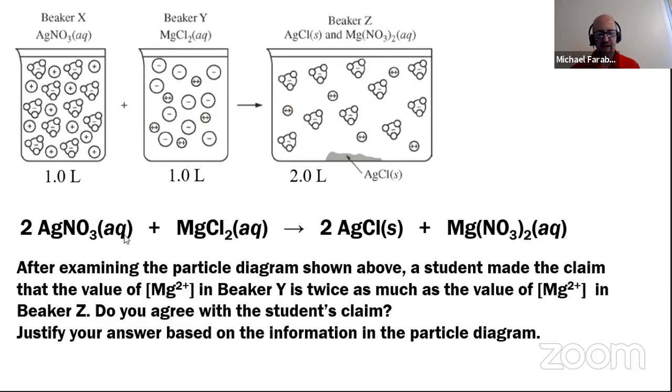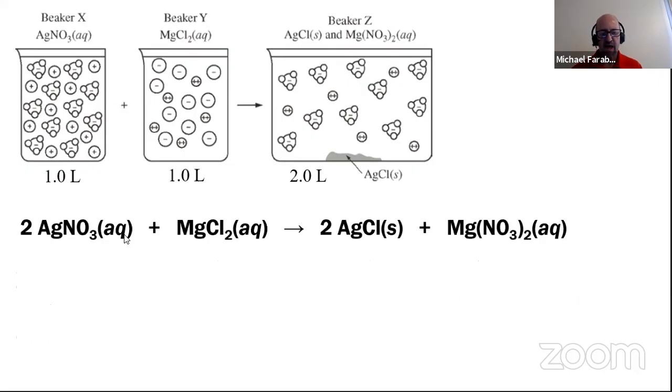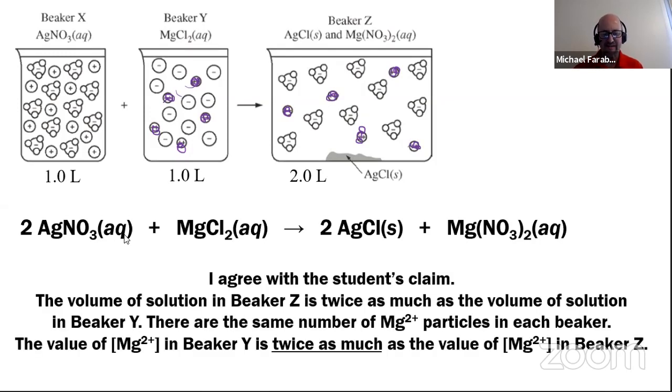Okay, well, if you had a chance to think about that, let me go ahead and tell you the answer. As you can see, we have 5 particles of magnesium in each beaker. So 1, 2, 3, 4, 5. And then we still have 1, 2, 3, 4, 5. So the number of moles of magnesium is the same, but the volume in beaker Z is twice as much.